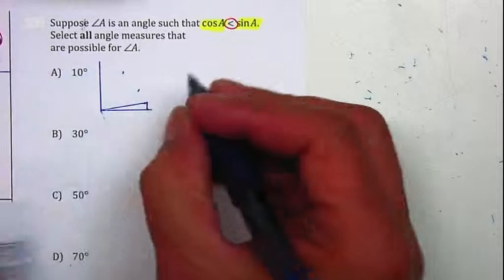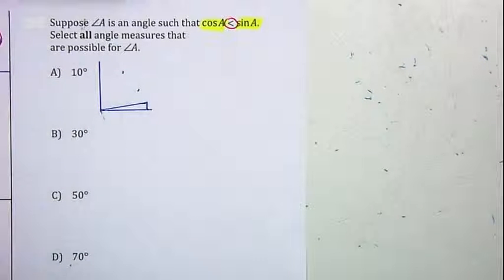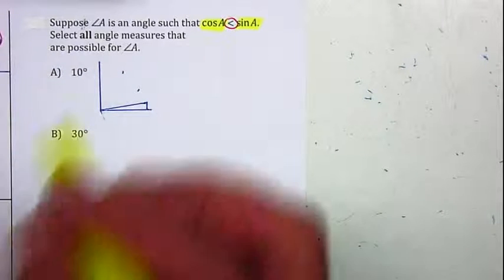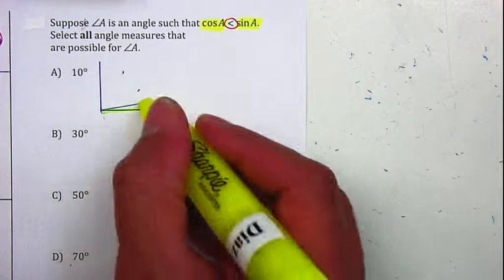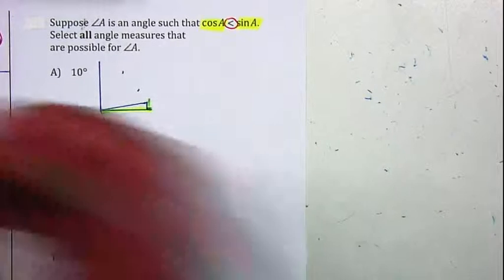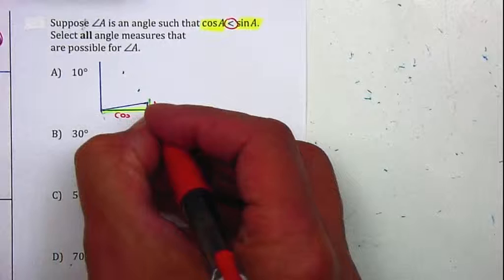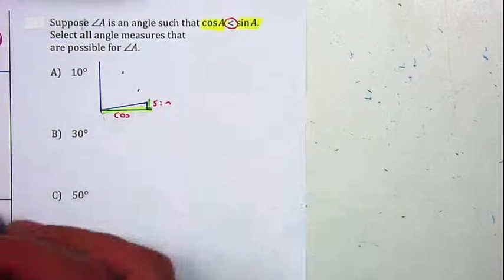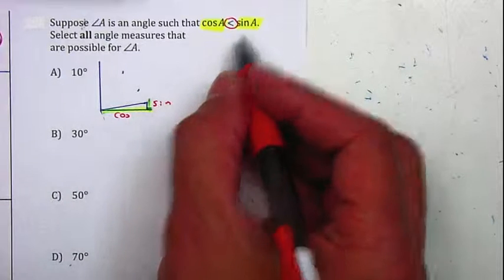And I'm trying to compare the cosine value with my sine. Remember, your cosine is your x value, your sine is your y value. So in this case, is the cosine less than the sine? No.